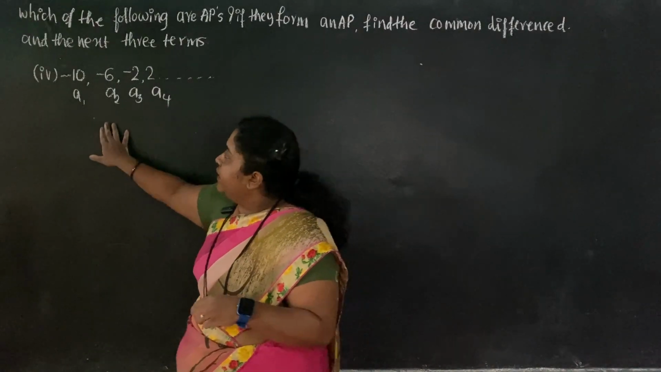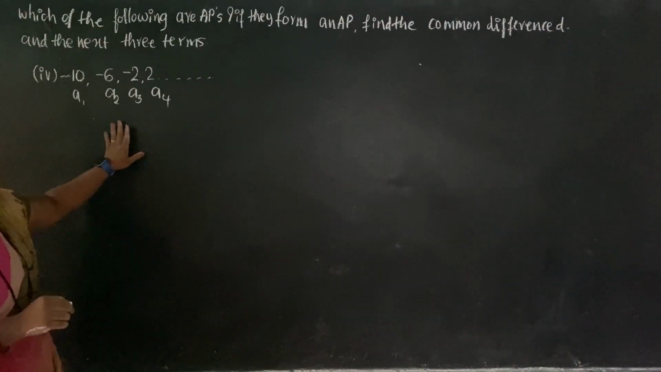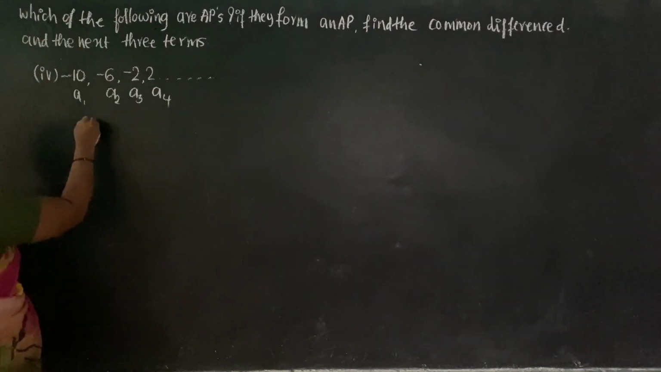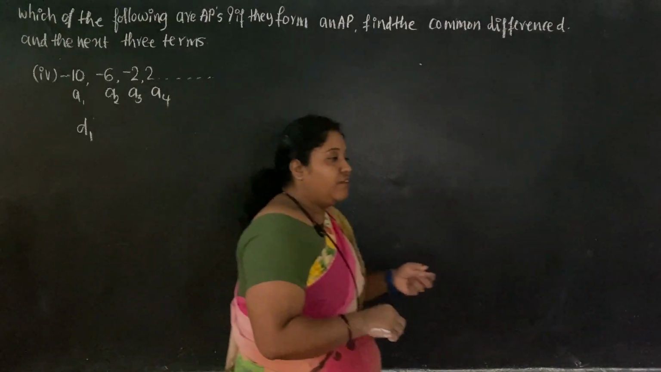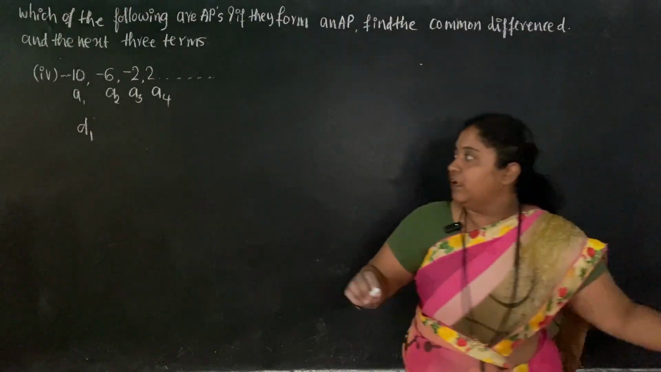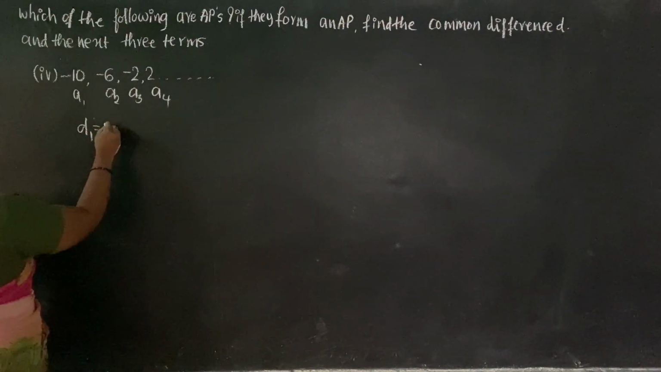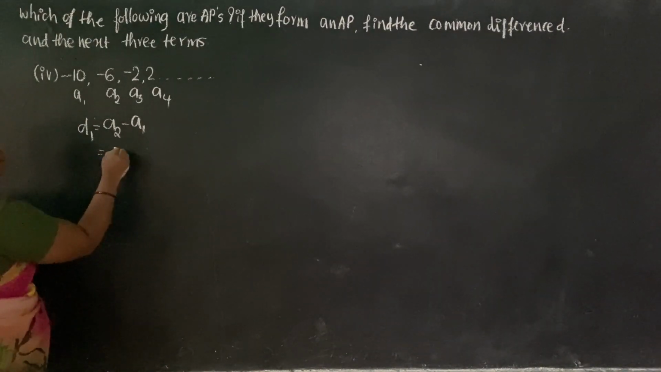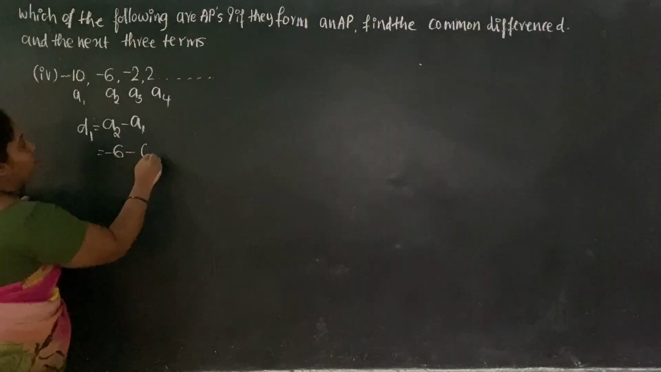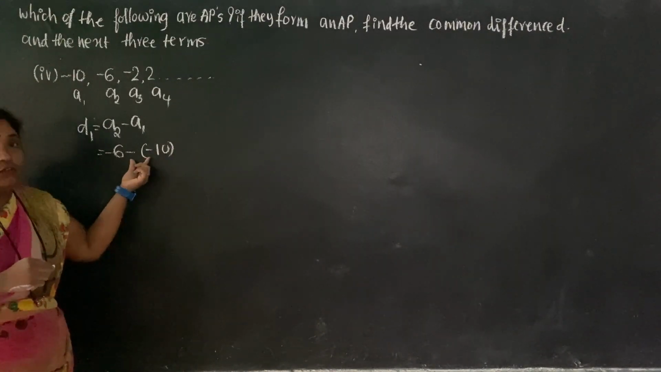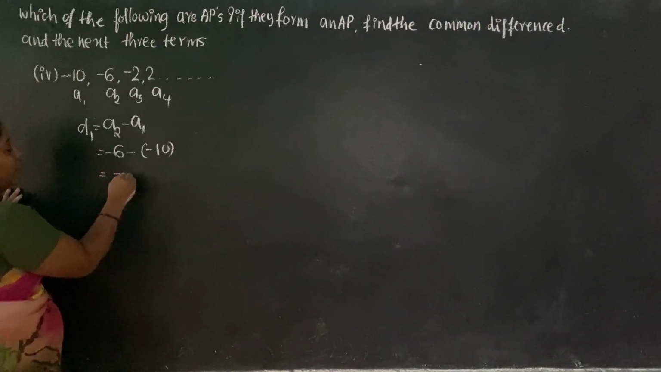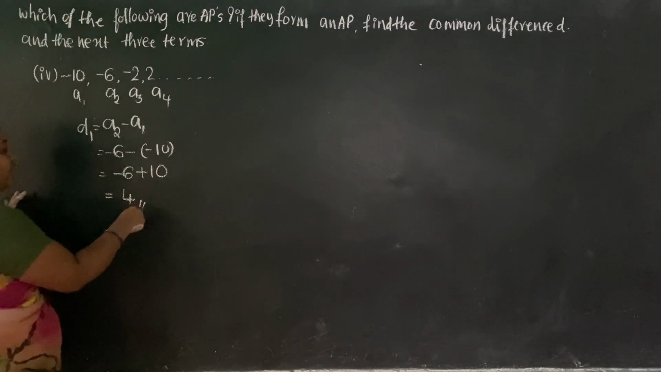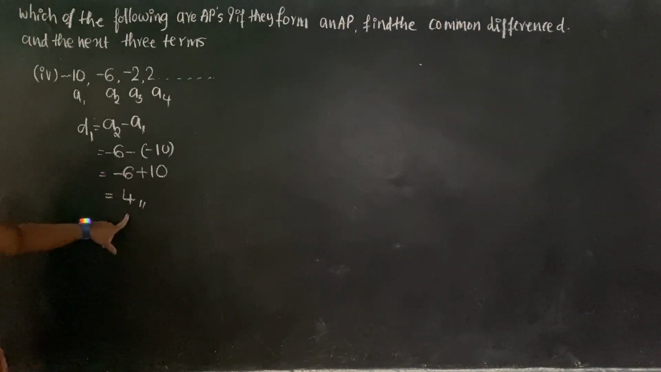Fourth question: minus 10, minus 6, minus 2 and 2. So we'll consider A1, A2, A3 and A4. First let me calculate the D1 value. Yes or no, dear? So we need to calculate D1, D2, D3 and so on. D1 is equal to A2 minus A1. What is there in place of A2? Minus 6. A1 is how much I have? Minus 10. Do not forget to separate out the signs. Understanding? So now see here, minus 6 minus into minus plus 10. Minus 6 plus 10. What is the value I'll be getting? 4. Is it not? D1 equal to 4.